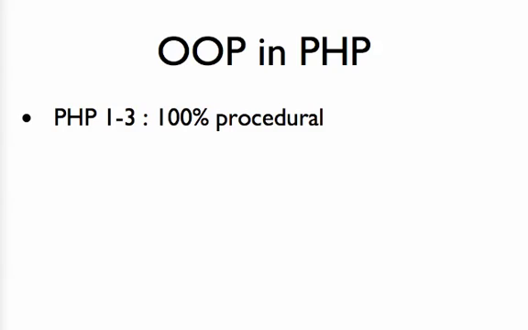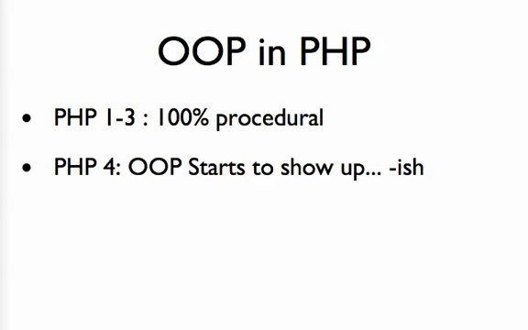Then Zeev and Andi, who are now the heads over at Zend, came along and said, hey, let's try and make this a real language with an engine and all that stuff. But it was still 100% procedural. There was no concept of any kind of object-oriented programming within PHP 3. Then PHP 4 comes around and we start having some object-oriented concepts, like class. Pretty much class was about all it had, and it didn't really hide any of the variables. It wasn't great, but it was a start.